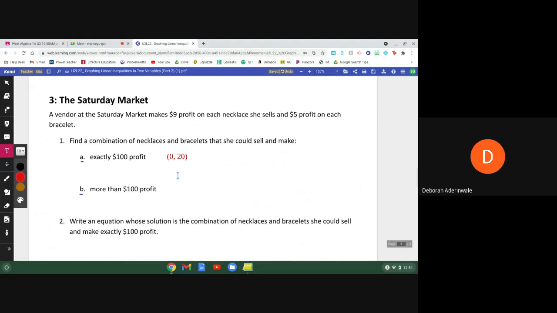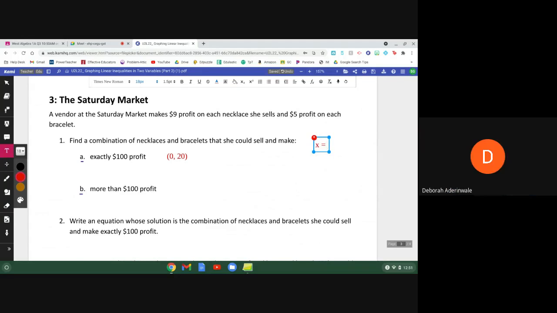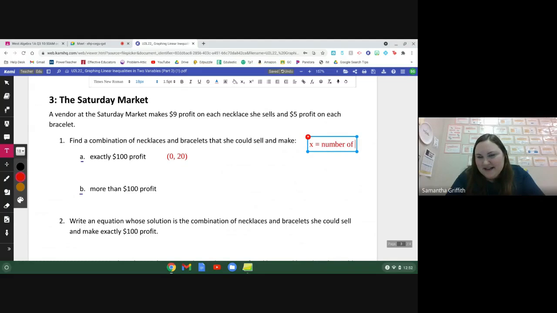Oh, sorry. 45. Sorry. Yeah, 0, 20. Correct. 0, 20. Just to confirm, you're having X represent the necklace and Y represent the bracelet, the number of necklaces and the number of bracelets. Okay. So 0 necklaces and 20 bracelets would work out to be exactly 100. Yep, because you're just selling bracelets, so that's 20 times 5 to get the 100.